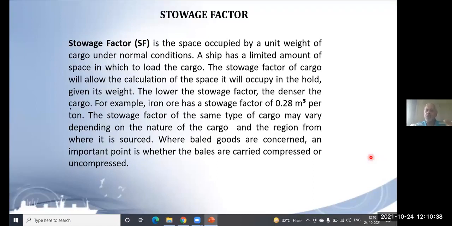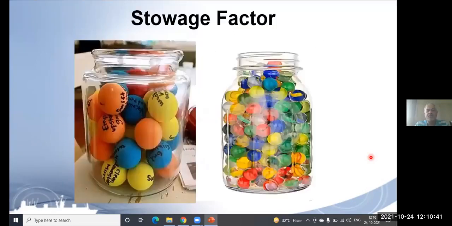Now let us see stowage factor. Before coming to stowage factor, let us see these pictures here. This is a glass jar, and glass marbles are put inside, or these are small table tennis balls put inside the jar. What can be your observation on both things? Suppose you fill this jar with sugar or salt from bottom to top, and balls.